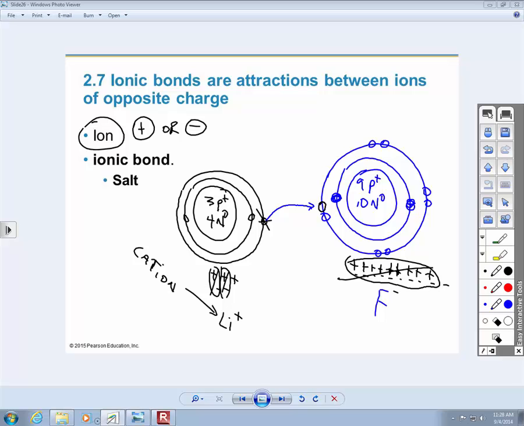Anyway, so if we have a positive ion, we specifically call it a cation. Now, this is a negative ion specifically. That would be referred to as an anion. Anion.